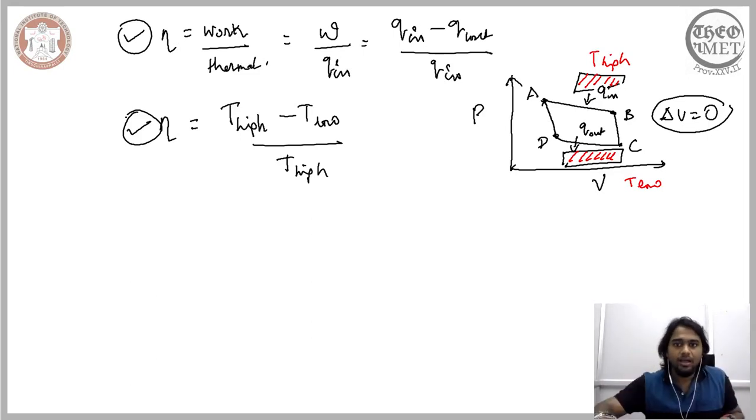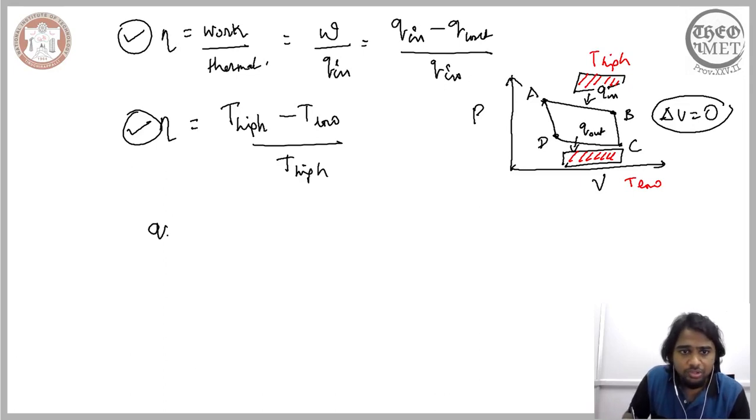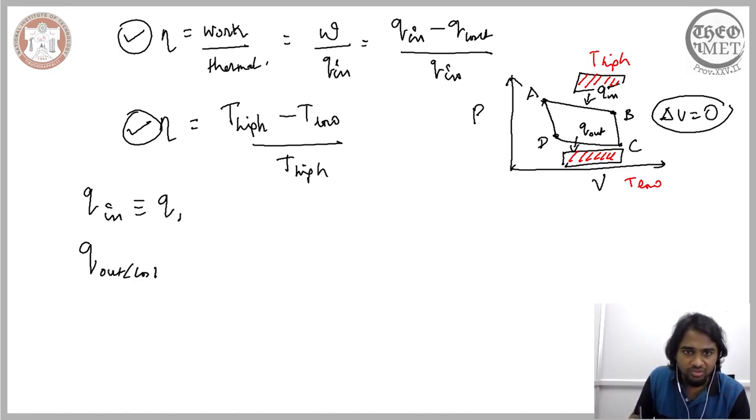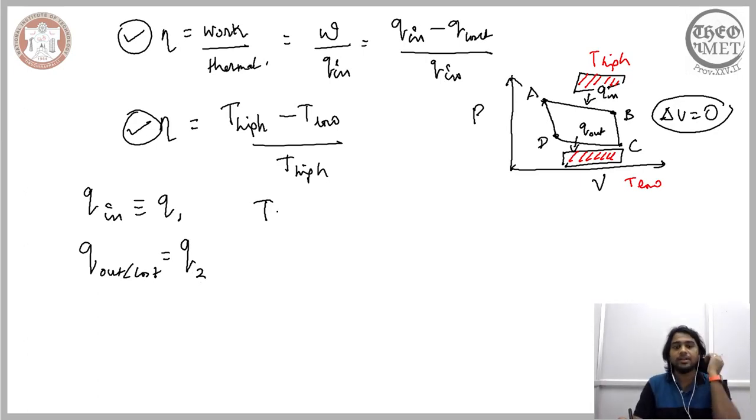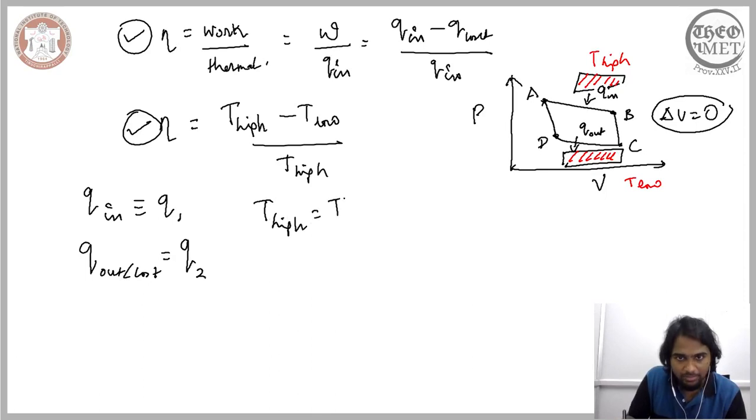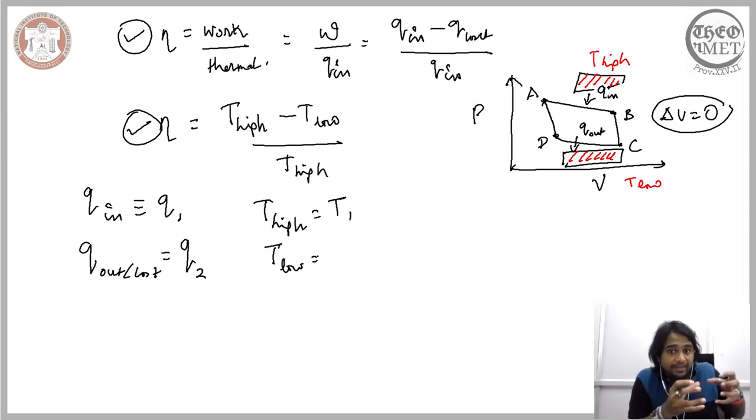Now in order to make our subsequent discussion easier, we will refer to this Q input as Q1, and the Q output, the heat that is lost, as Q2. So heat input as Q1, the heat that is lost as Q2. And similarly, the temperature of the reservoir that allows for the heat transfer into the system as T1, and the temperature of the reservoir that allows for the heat transfer from the system as T2.